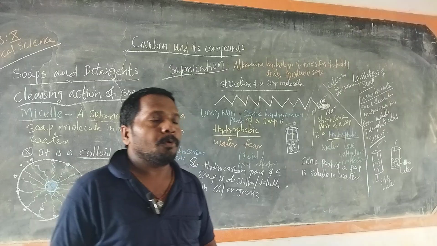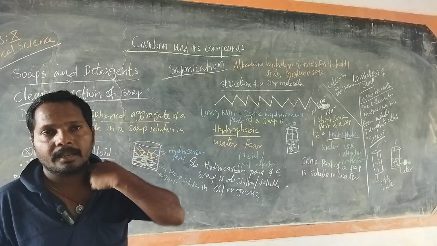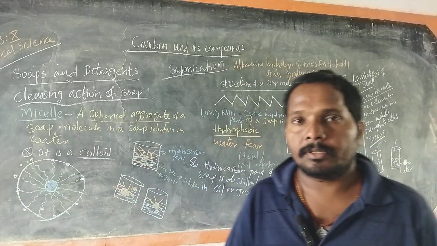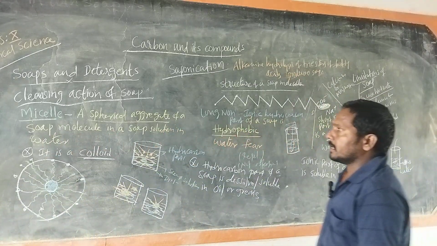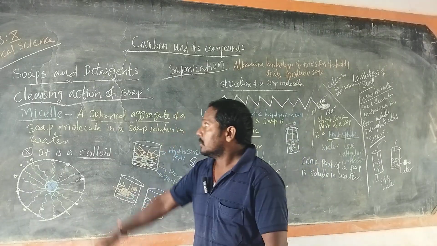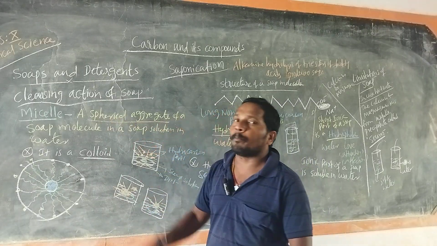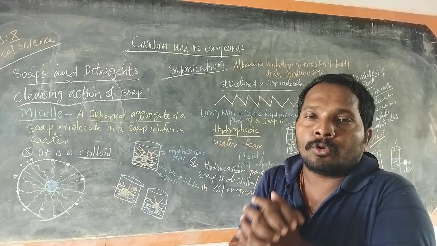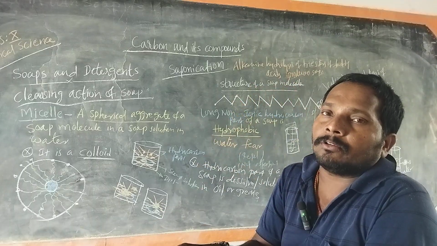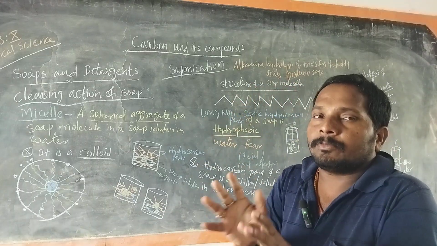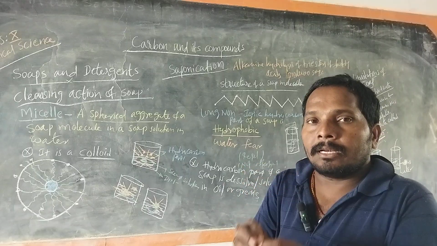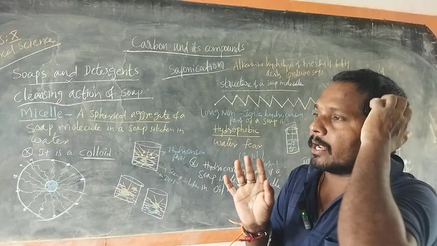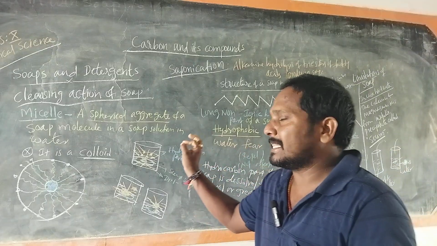In this way we can understand the cleansing process of soap. So understand what a micelle is: a spherical aggregate of soap molecules. While we are washing the clothes, when the clothes are dipped into a soap solution, we observe some particles floating in the soap solution. Simply for understanding, we can call them micelles.